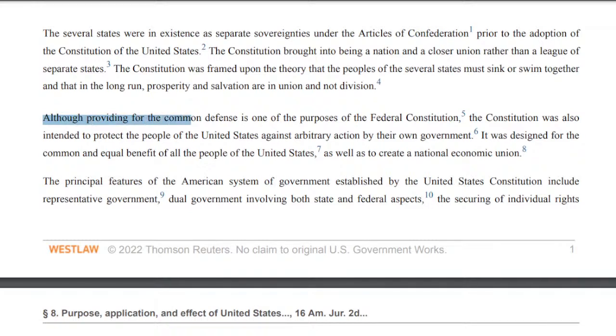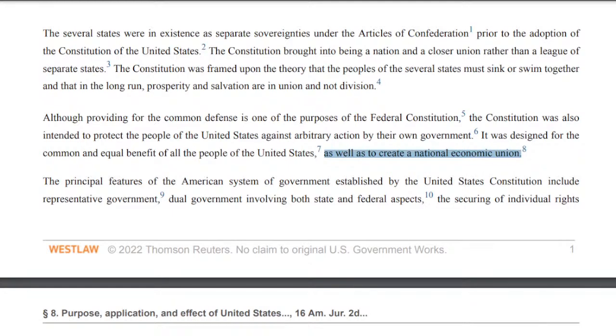Although providing for the common defense is one of the purposes of the federal Constitution, the Constitution was also intended to protect the people of the United States against arbitrary action by their own government. It was designed for the common and equal benefit of all the people of the United States, as well as to create a national economic union.